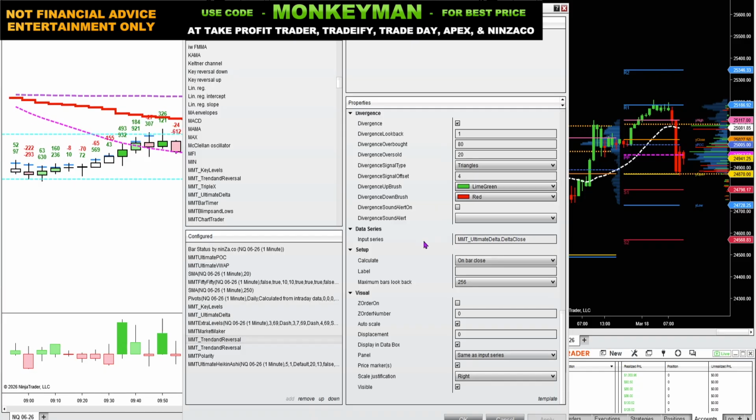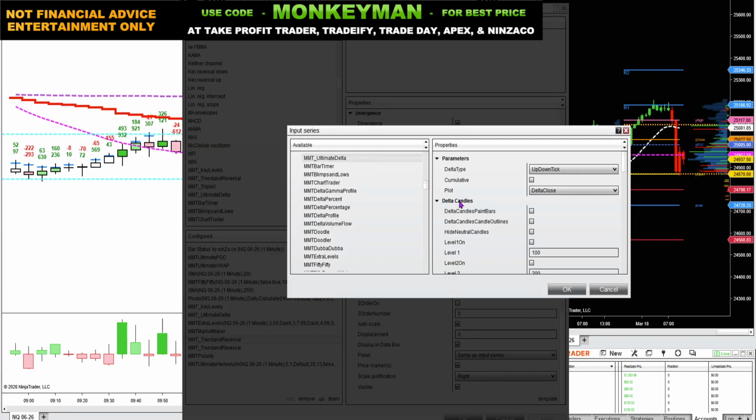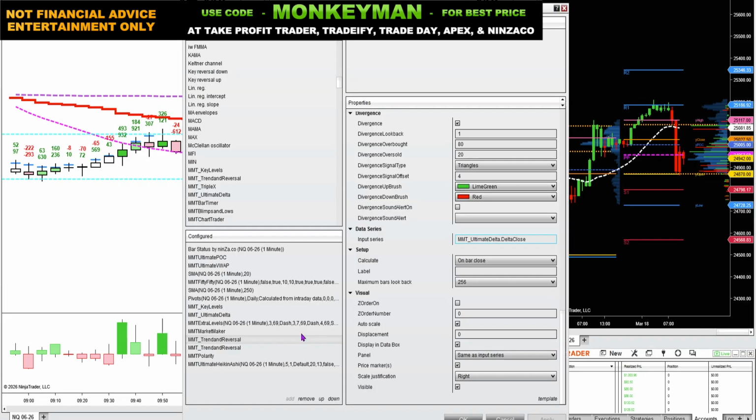I'm using an input series of the ultimate delta. This is just in regular per bar mode, not cumulative. The plot is the delta close. The ultimate delta has its own divergence built in as well. I was just playing around with a few things and left this on the chart. This is calculating on bar close.